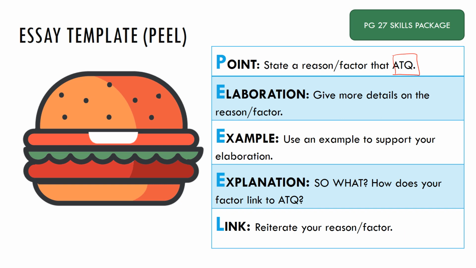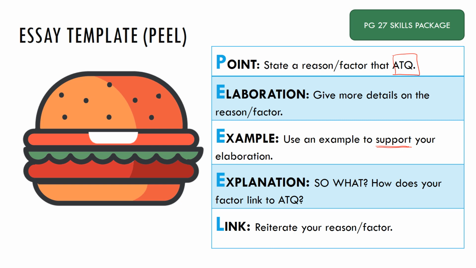The next E is example. Using an example to support your elaboration. It must be a good example that supports. If you are just plucking in an example that is irrelevant and doesn't support, then maybe for this question or that particular paragraph, you wouldn't be using an example. Okay, so example sometimes it's not very easy to find it, but it's okay as long as you elaborate on the reason, it's good enough.